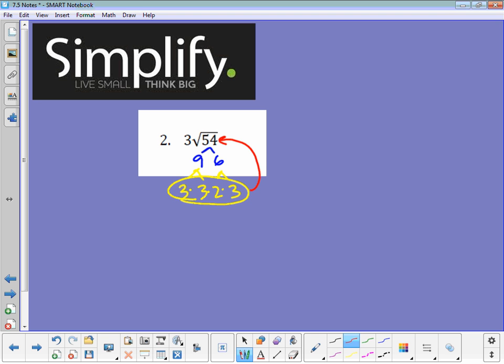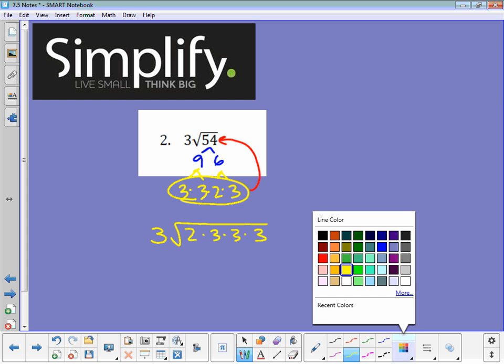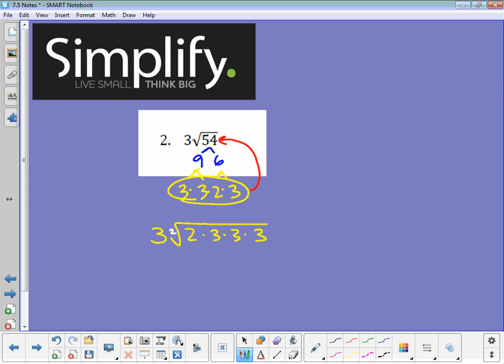Now that 3 isn't out front just hanging out there by itself. Yellow, you can see it better hopefully. We have to leave it there. But if I put my prime factorization underneath, I have 2 times 3 times 3 times 3. And again, I'm looking for pairs because my index is still 2 here. I'm taking the square root. Look for any pairs that you can pull out. I have a pair of 3's right here. I'm going to bring it out to the front. So I have a new 3, an additional 3. I have the 3 that was already there.